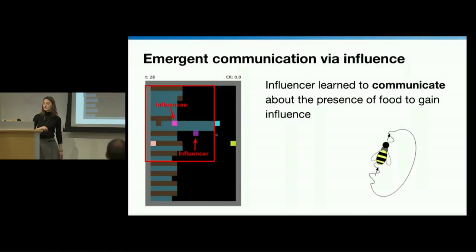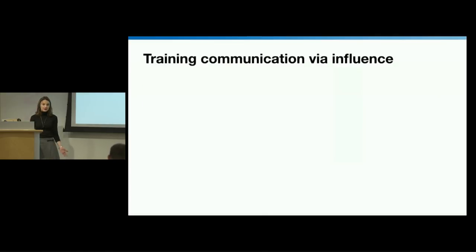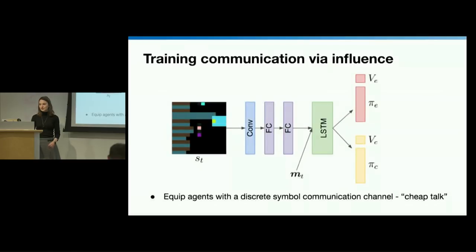So communicating about the presence of food via its actions is kind of like a little bee waggle dance happening there. So essentially, rewarding it for having influence encourages it to learn to communicate, which we think is really fascinating. So the next thing we did was train it explicitly to communicate with influence. Agents have a cheap talk communication channel where they can send symbols to other agents, and they get influence for sending a symbol that helps the other agent, or sending a symbol that the other agent uses to change its behavior.